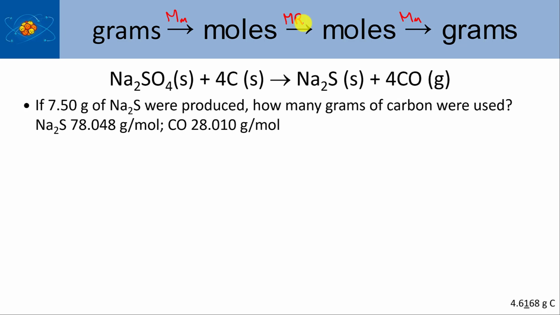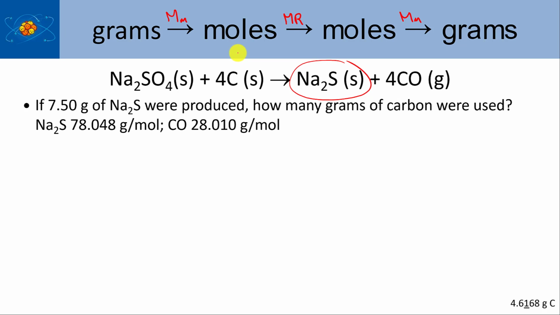So now what we're going to do is do a problem where we do a gram to mole to gram conversion. Okay, so it says if 7.50 grams of sodium sulfide were produced, so we'll identify that that's actually a product over here, right? That's the sodium sulfide. How many grams of carbon were used? And then you're given some molar masses, right? So what we want to do is set up our conversion pathway.